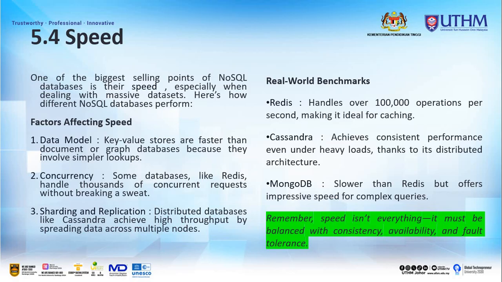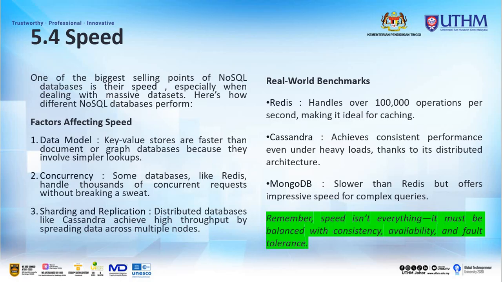The data model, we already learned about that as well. Key value stores are faster than document or graph databases because they involve simpler lookups. Compared to the other two, key value is faster. Concurrency means handling processes simultaneously. Some databases like Redis handle thousands of concurrent requests without breaking a sweat, without breaking the process. At the same time, for example, two processes at 10.1 second, both actually occur at the same time.